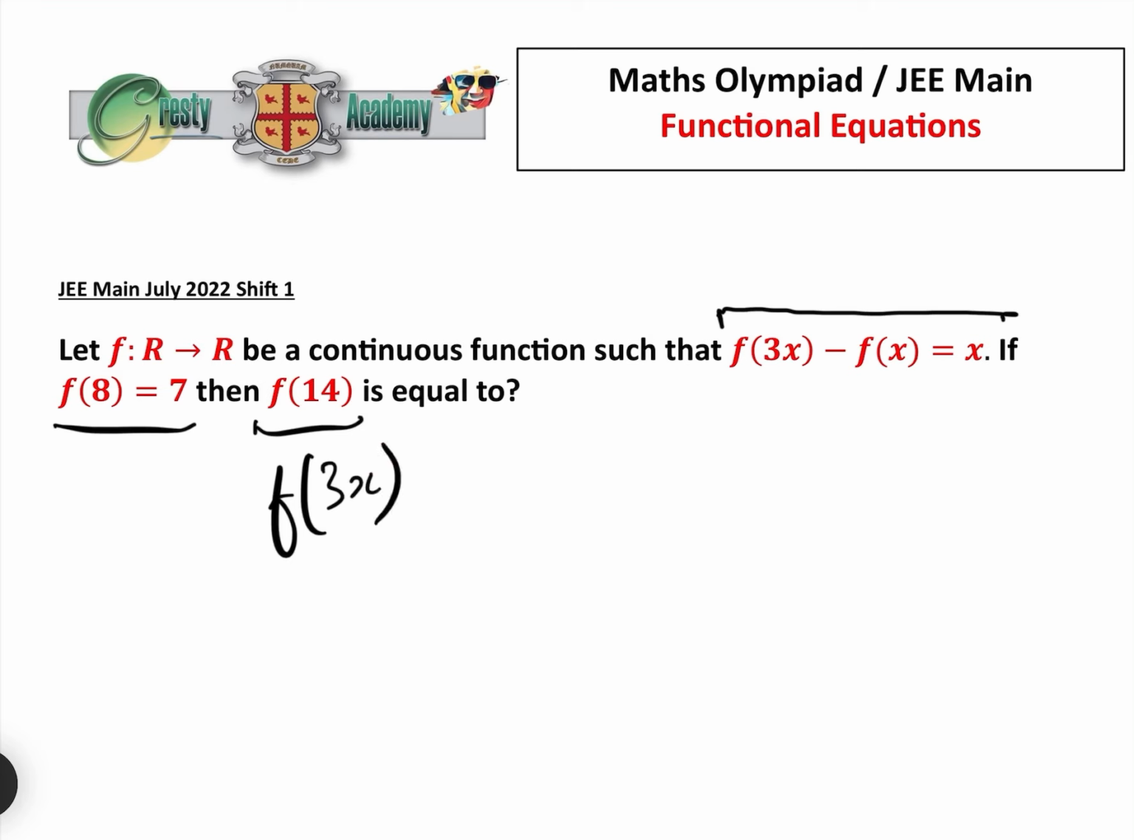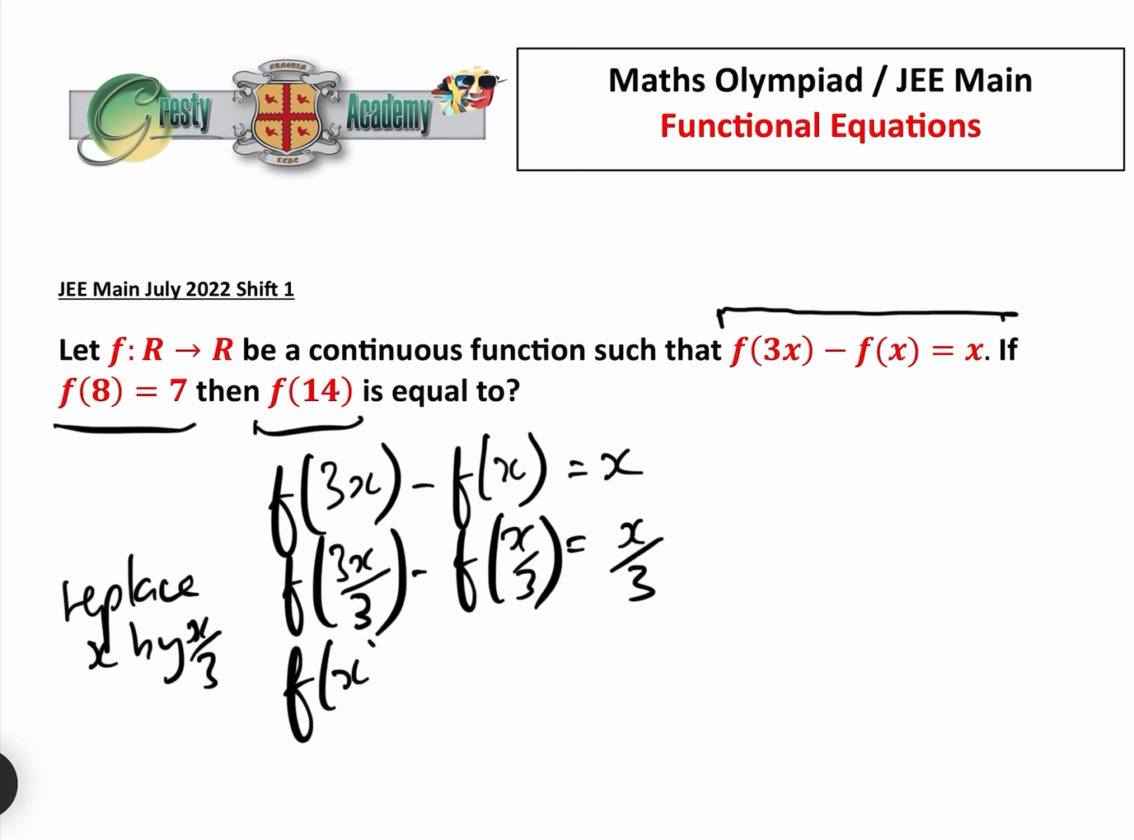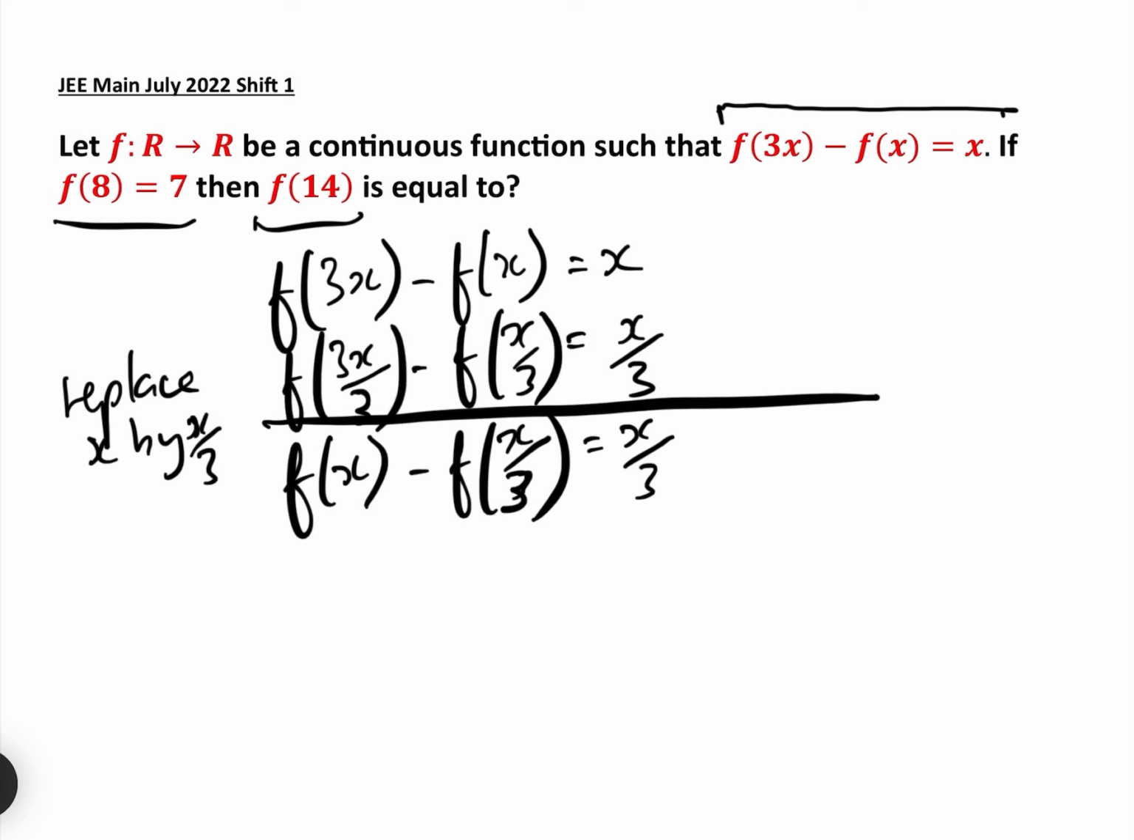Okay, so what we're going to do first, let's just rewrite the equation. Now what we're going to do first is replace x by x over 3. So f of 3x will become f of 3x over 3 minus f of x over 3 equals x over 3, and we can rewrite that obviously as f of x minus f of x over 3 equals x over 3. Okay, let's just draw a line then, you'll see why in a minute.